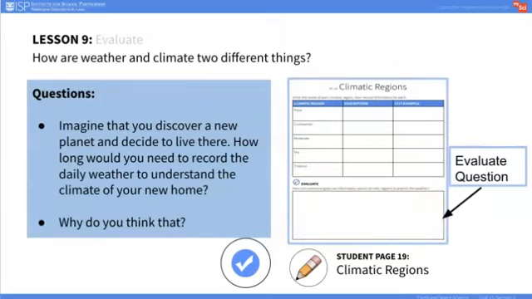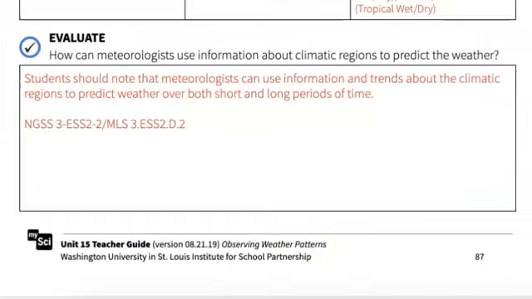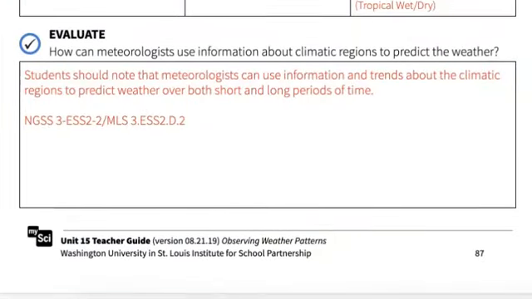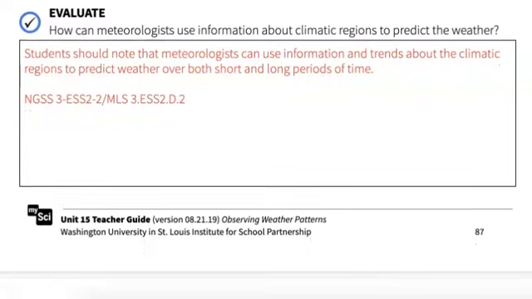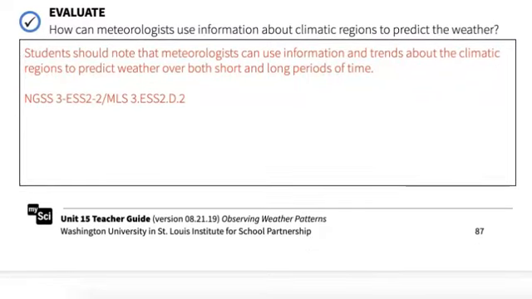In the Evaluate portion of this lesson, students will complete a formative assessment. They will construct explanations about how meteorologists can use information and trends about climatic regions to predict the weather.